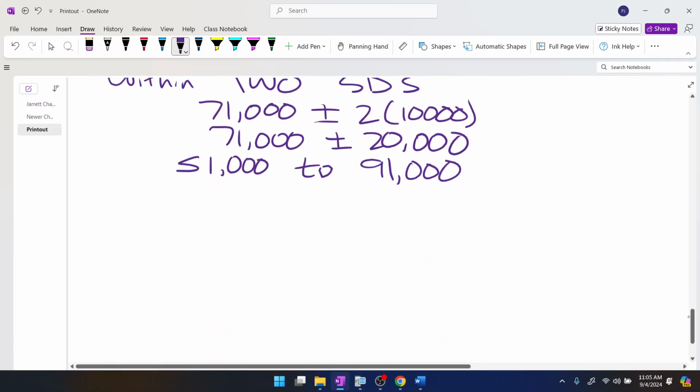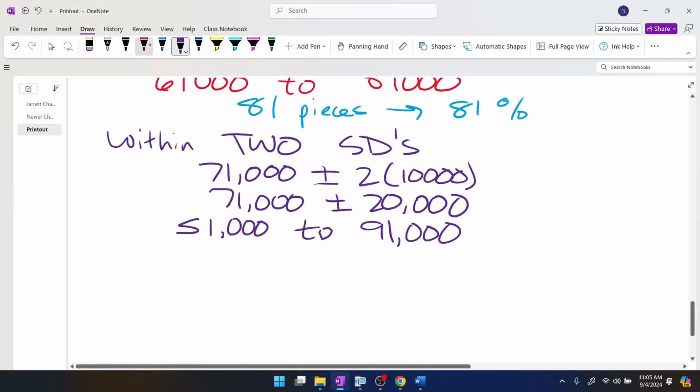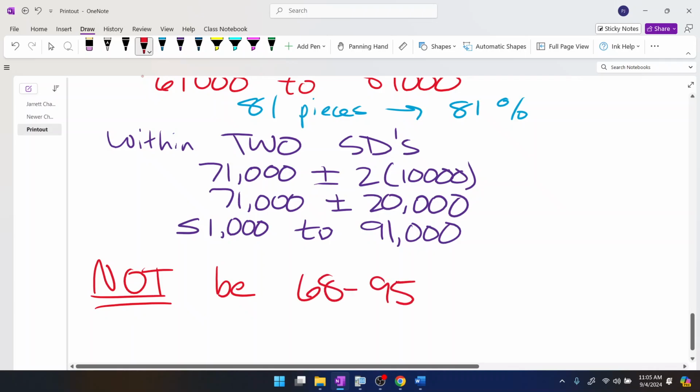The thing I want to tell you is that the answer will not be the 68, 95, and 99.7. That's the empirical rule. You think 1, 2, and 3 standard deviations. Some would say, oh, that's the 68, 95, 99.7 rule, isn't it? No. Well, it is for the bell curve, but we're not doing the bell curve in here. So that's how that's going to work.